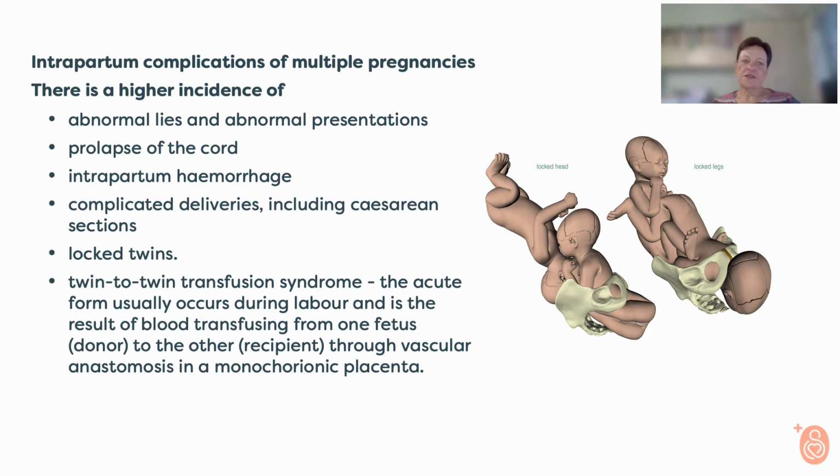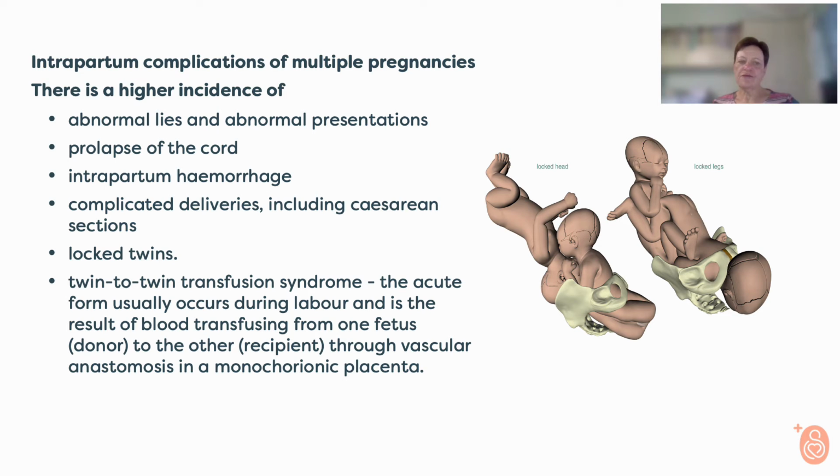Then the intrapartum complications, those complications that happen specifically during labor, include a higher incidence of abnormal lies and abnormal presentations, as we've said. Then there's a higher incidence of prolapse of the cord as well, because depending on the presentation and position of the first twin, and because the uterus is so big, the moment the membranes rupture, the cord can very easily just wash out with the fluid, and prolapse of the cord is quite a big possible complication.